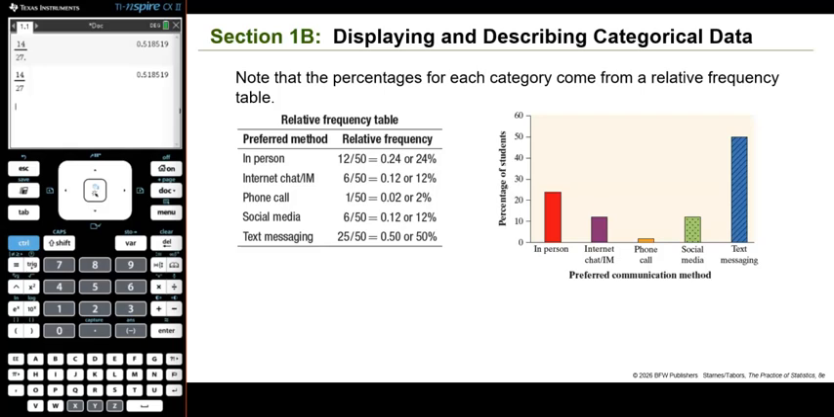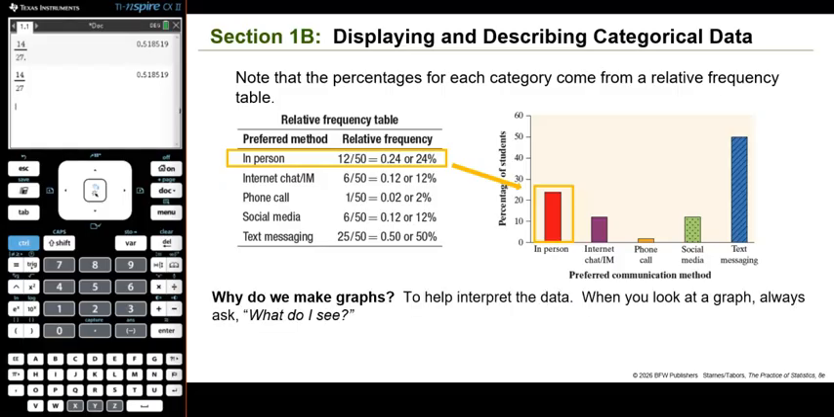So if we take this data here about the preferred method of communicating, maybe by teenagers or something, I'm not sure. There's the data, and they did it by percentage right there. You can see that for the 24%, the bar goes up to about 24%. The next one goes up to about 12. The next one goes up to about 2. So they tried to make the bars as accurate as they could. Notice the scale on the left goes from 0 all the way up to 60 in equal amounts, and then you just draw your bars. If you want to color them, you can do that as well.